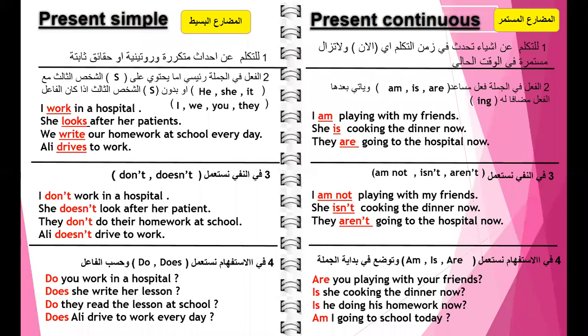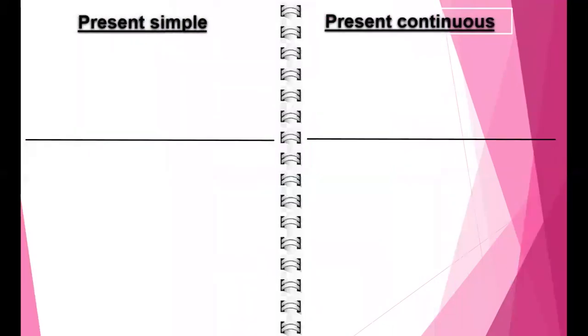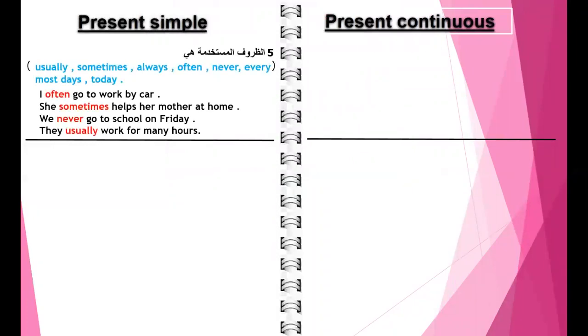هذا كان بعض الفروقات. أيضا عندي بالpresent simple الadverbs المستخدمة في الpresent simple هي adverbs of frequency: usually عادة, sometimes بعض الأحيان, always دائما, often غالبا, never أبدا, وكلمة every day, every night, every year, every month, every weekend and so on. And we have also most days معظم الأيام. We can use today even with the present simple and with the present continuous. For example, I often go to work by car.